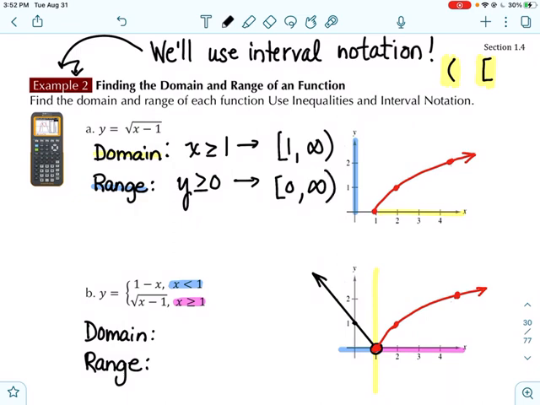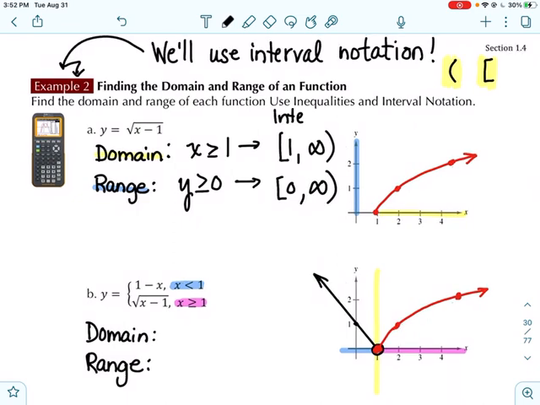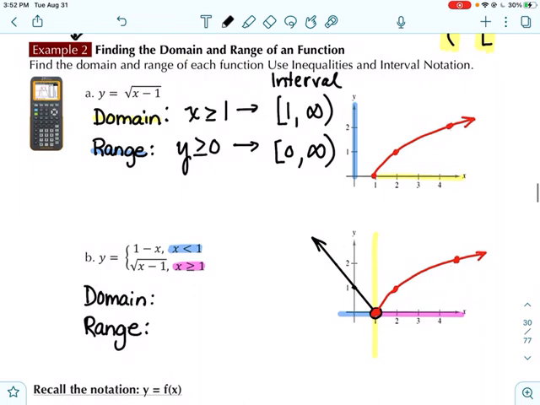In this case, the interval notation: both of them go to infinity, so we put a parenthesis there. Okay, so that's the first one. It is a square root function. It's the square root of x transferred 1 unit to the right.